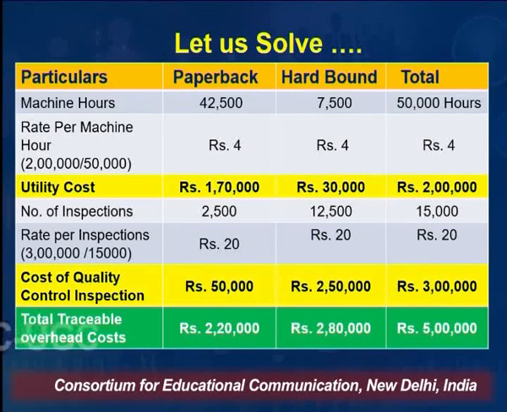Rate per inspection, again we have to calculate. If you remember, in the question it was given that out of total cost of 5 lakh, rupees 3 lakh were allocated to cost of quality control inspection. So 3 lakh rupees is your total cost of quality control inspection. Now you have to divide it by total number of inspections, and when we club paperback and hardbound together, we get the value of 15,000 inspections. So if you divide 3 lakh rupees by 15,000 inspections, you get a rate per inspection which is rupees 20.